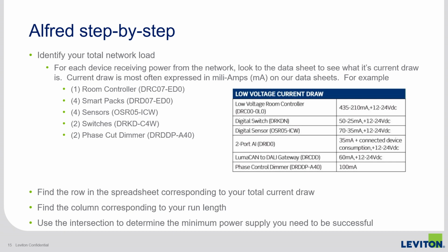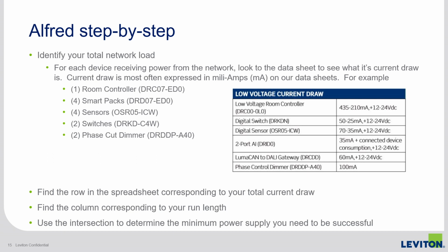And you'll see it tells me the current draw of each device. You can see where most devices have a range. For example, the digital switch is 50 to 25 milliamps at 12 to 24 volts DC. That means at 12 volts, it's going to draw 50 milliamps. At 24 volts, it's going to draw 25 milliamps. So this is expressing that important relationship I shared with you earlier, where the lower the voltage, the greater the current draw, and vice versa. That means voltage drop increases current, and you end up in this spin cycle that just sometimes doesn't end well.